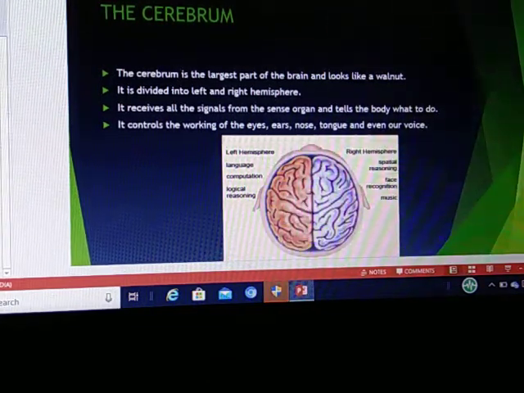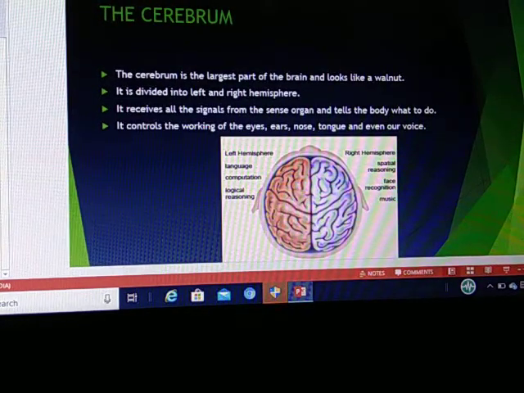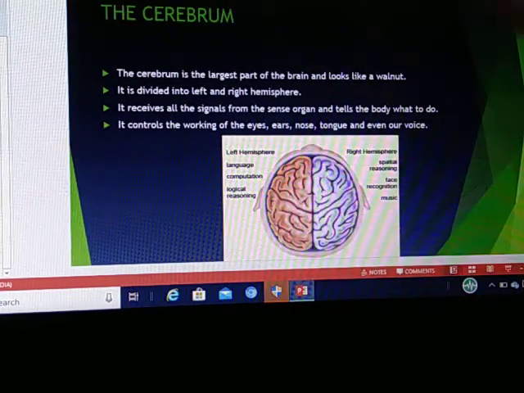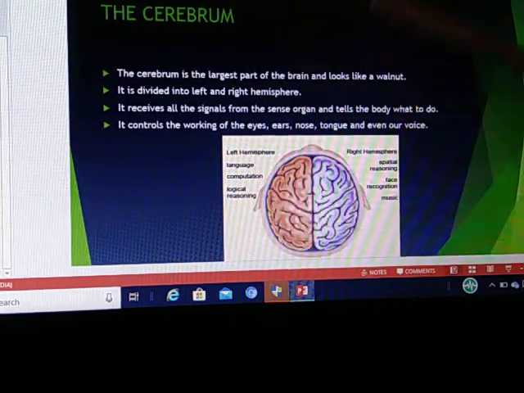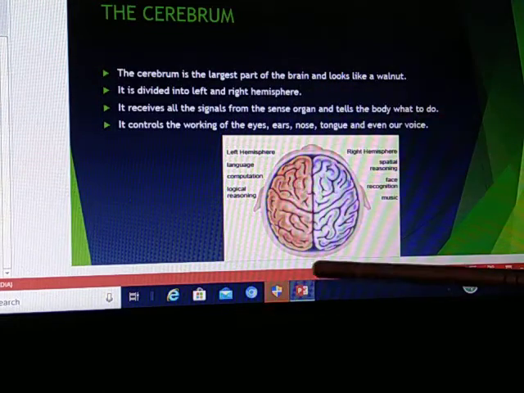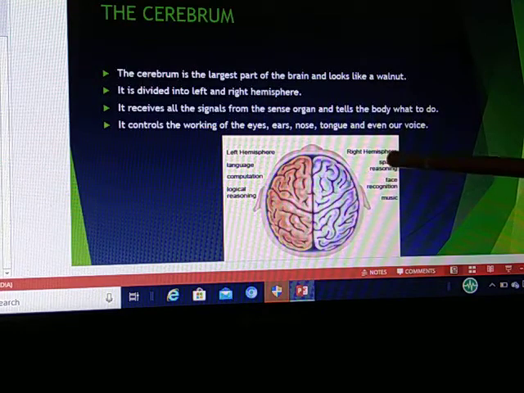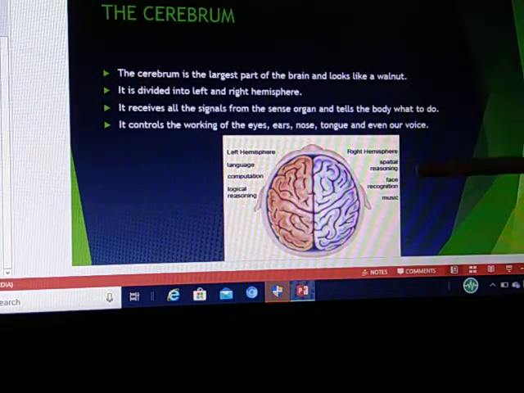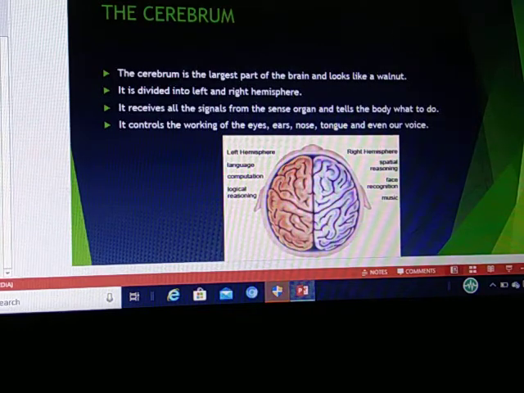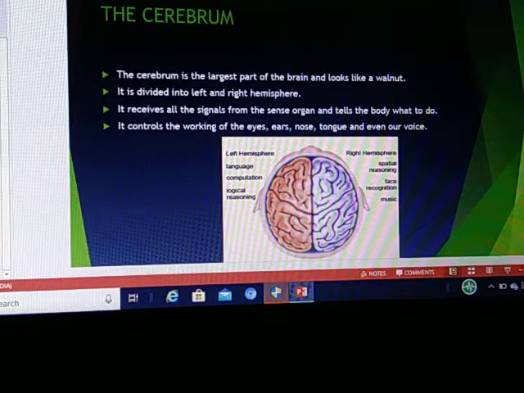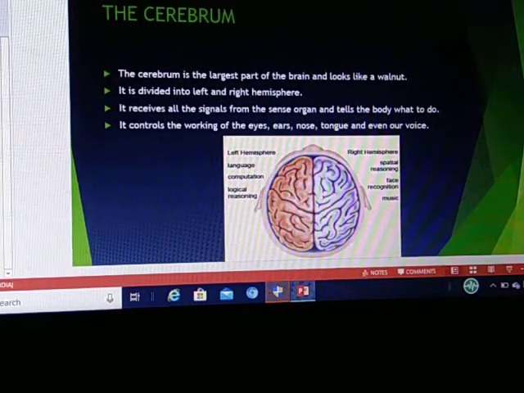And the right hemisphere is basically responsible for visual activities. The left hemisphere is responsible for which activity? Analytical activity. And the right hemisphere is responsible for which activity? Visual activity. Visual activity means face recognition. If you want to recognize some face, then which part does this? Then it is the right hemisphere.